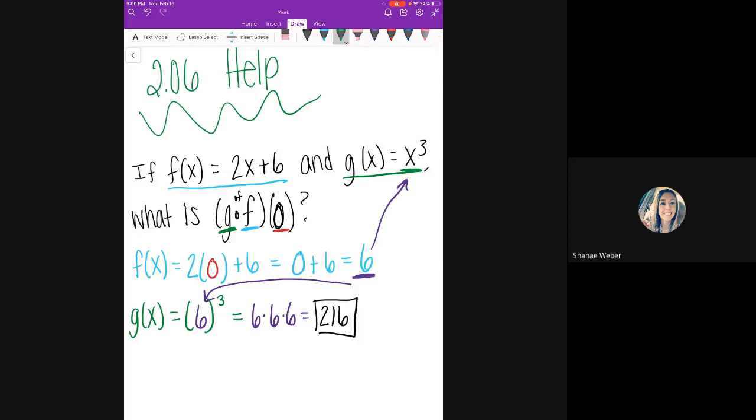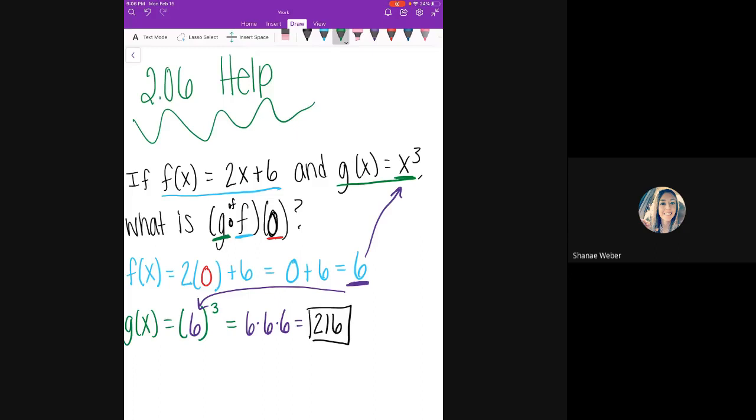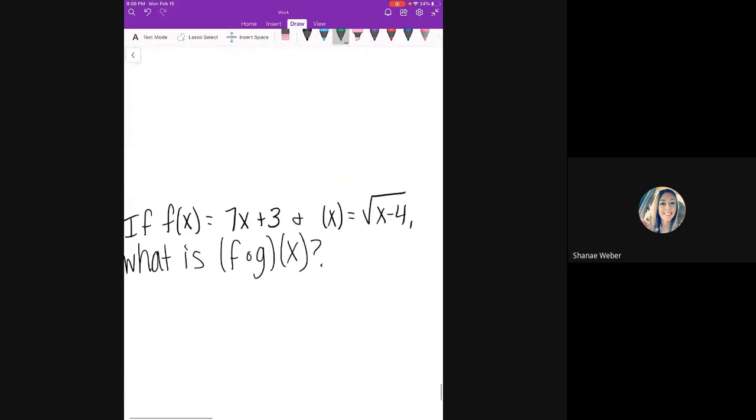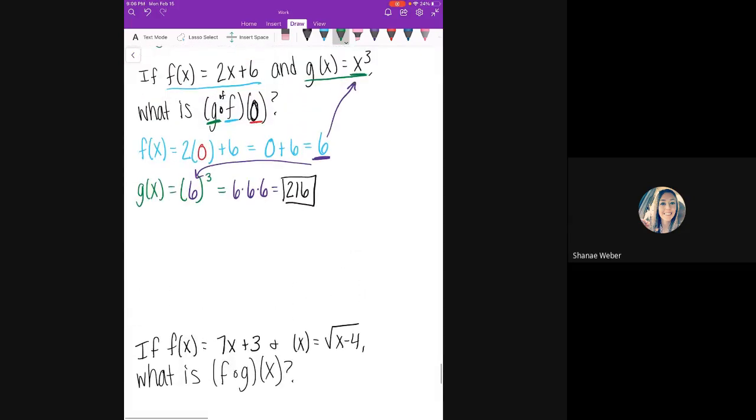Okay, let's try another one. The math isn't too hard. It's just remembering what order to do it in that is the tricky part. So my next one, and I want to show you both because there's a difference here. If f of x equals 7x plus 3 and g of x equals the square root of x minus 4, what is f of g of 8?